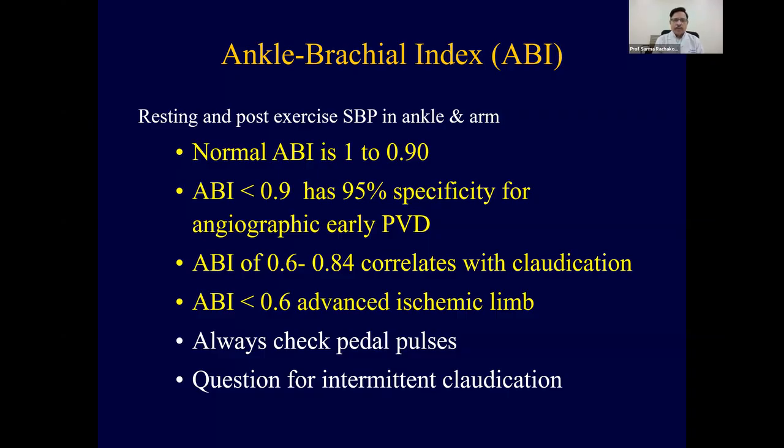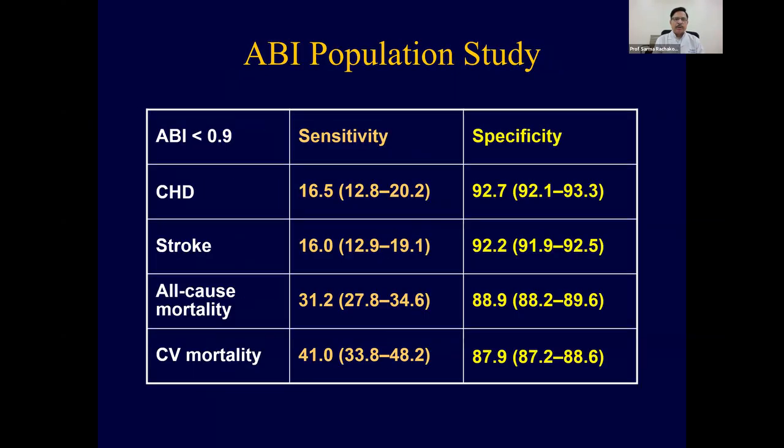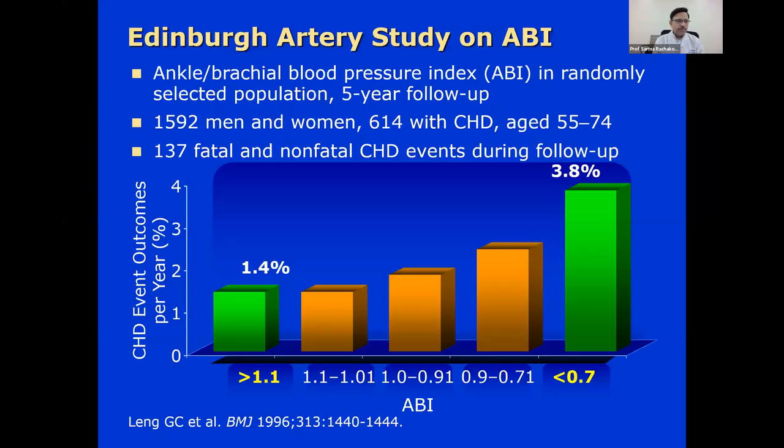Question for intermittent claudication. You know what is intermittent? ABI and population sensitivity: coronary artery disease, sensitivity and specificity; stroke, sensitivity and specificity; all-cause mortality, sensitivity and specificity; CV mortality, sensitivity and specificity. What does that mean? ABI is not a useful tool to negate the disease. ABI is very useful to confirm the disease because of the high specificity.